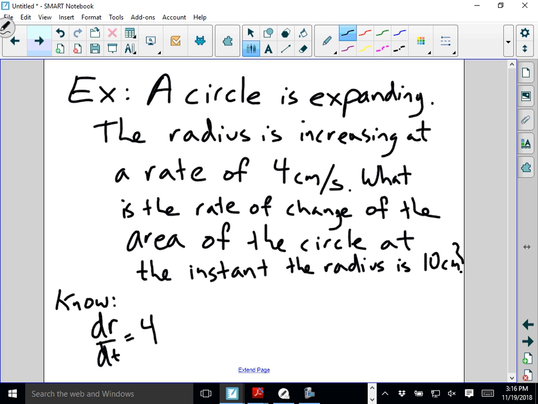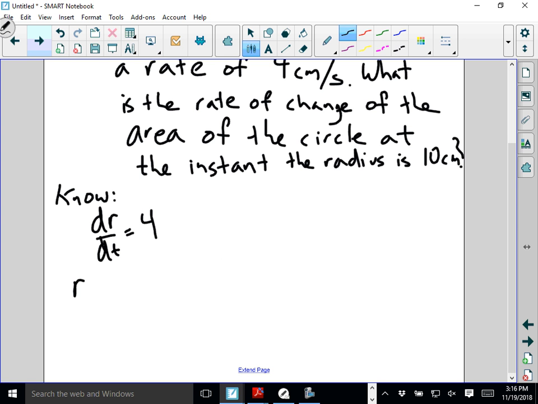The other number here I have is 10 centimeters, and that 10 centimeters is the instantaneous value of the radius. So the other thing I can add to my know column is that r equals 10. R equals 10 in this problem when I'm evaluating this thing out. Those are the only two things that I know right off the bat.